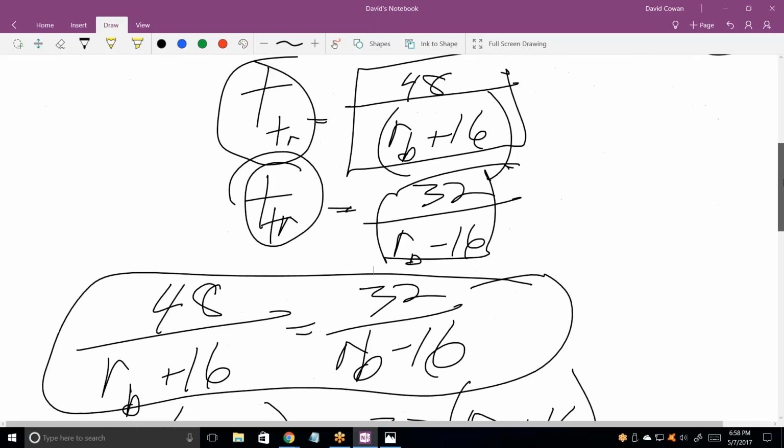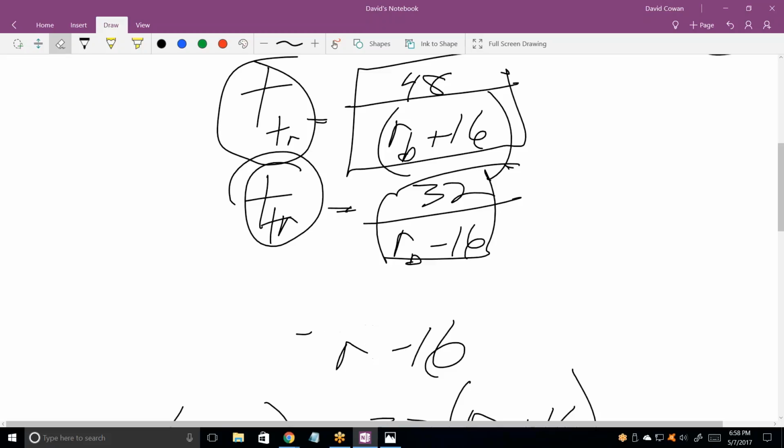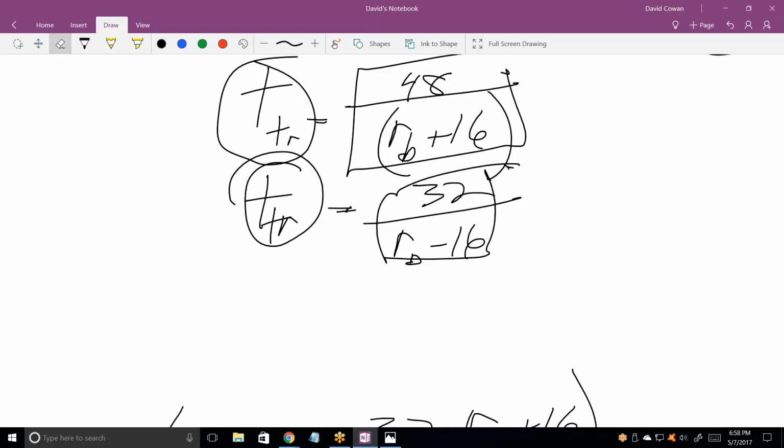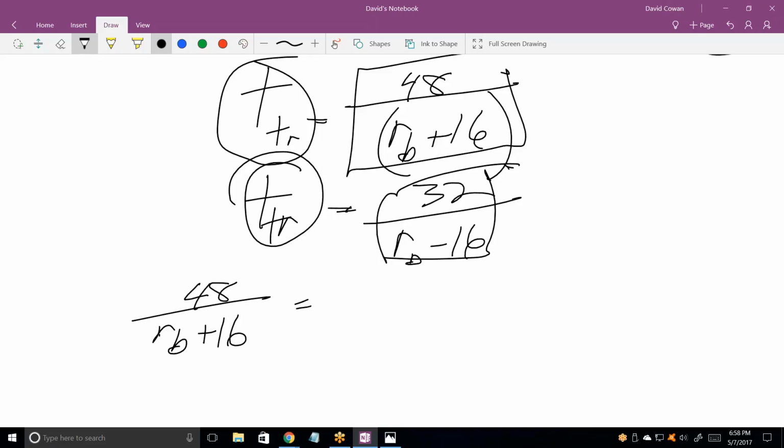So if I solve that, I should come up with the answer. And that's what I did the first time, but I must have made a math error. In other words, 48 over the speed of the boat plus 16, since the trip times are the same, that's got to be equal to 32 over r sub b minus 16.